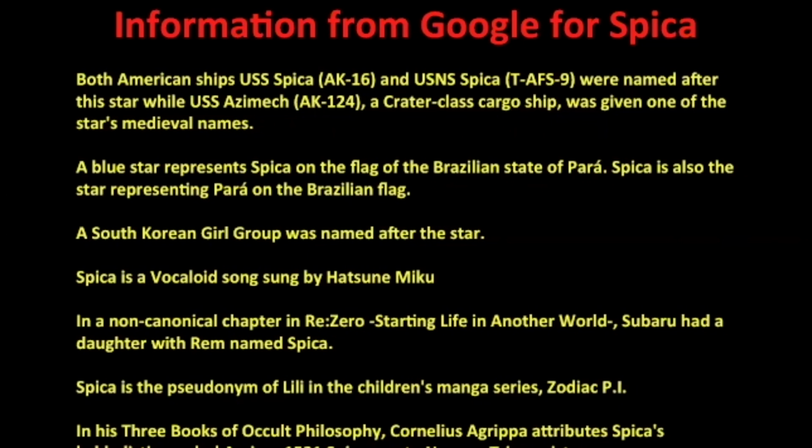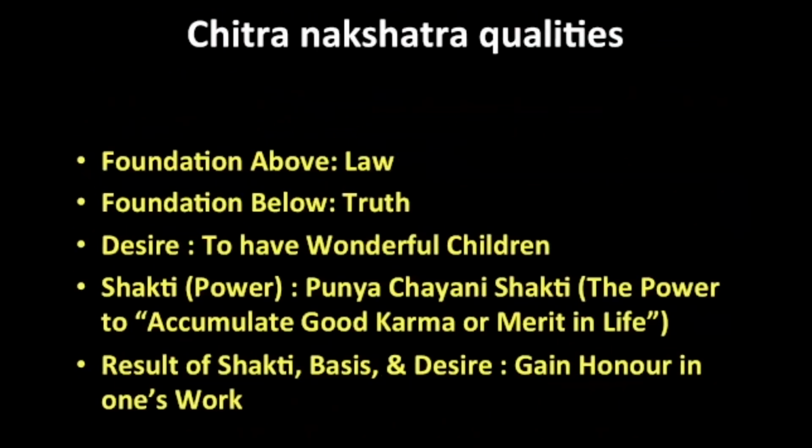Again, children. Reevji, you just mentioned the word children, beautifying, and I have that point in the next slide too. His last point is, in his Three Books of Occult Philosophy, Cornelius Agrippa attributes Spica's cabalistic symbol. So again, they are related to occult. Sometimes that is also one thing seen with Chitra natives, bent towards occult and other things. So cabalistic symbol. I just typed Spica, all this came up, and it was very easy to identify the connection with some Virgo or Libra signs. That was amazing.